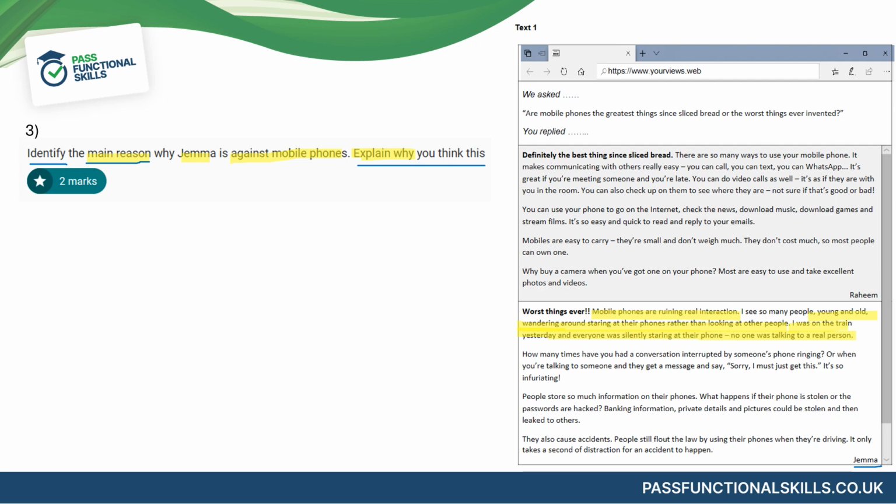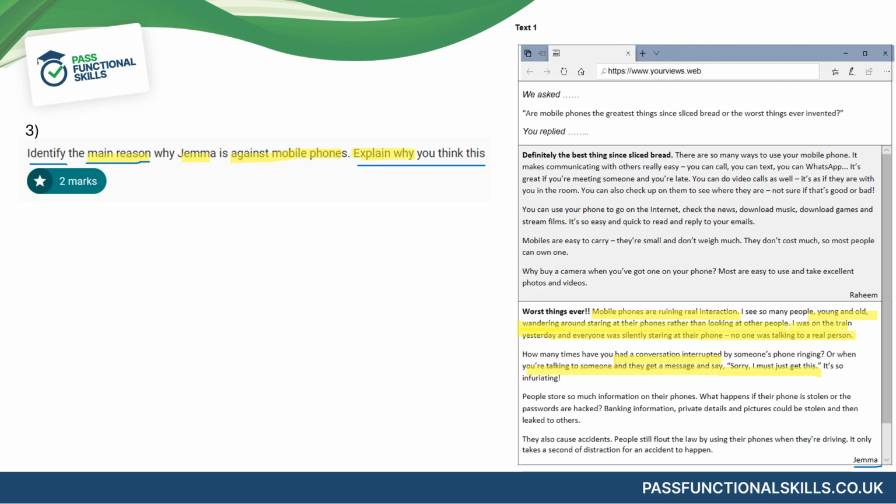How many times have you had a conversation interrupted by someone's phone ringing? Or when you're talking to someone and they get a message and say, sorry, I must get this. It's so infuriating. So Gemma here is giving lots of examples to support this idea that mobile phones are ruining real interaction. So that's another clue that mobile phones ruining real interaction is the main reason she's against mobile phones. Also, if we just look at how much we've highlighted there, half of her contribution to the text is talking about how mobile phones are ruining real interaction, giving examples to support that.